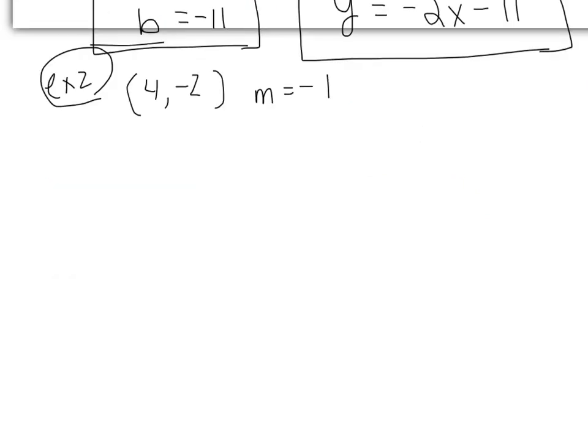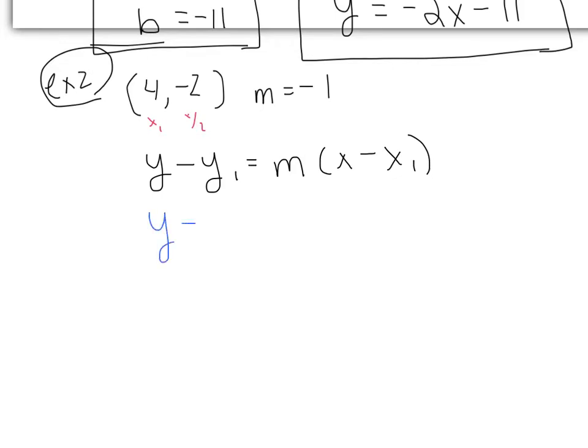Let's try one more example. What if my point is (4, -2) and my slope is -1? So again, until I remember and memorize my point-slope form, I'm going to write it right on top of the page. So y minus y1 equals m times x minus x1. All we are doing is plugging it into this equation that we will have memorized by the end of the week. So let's go.